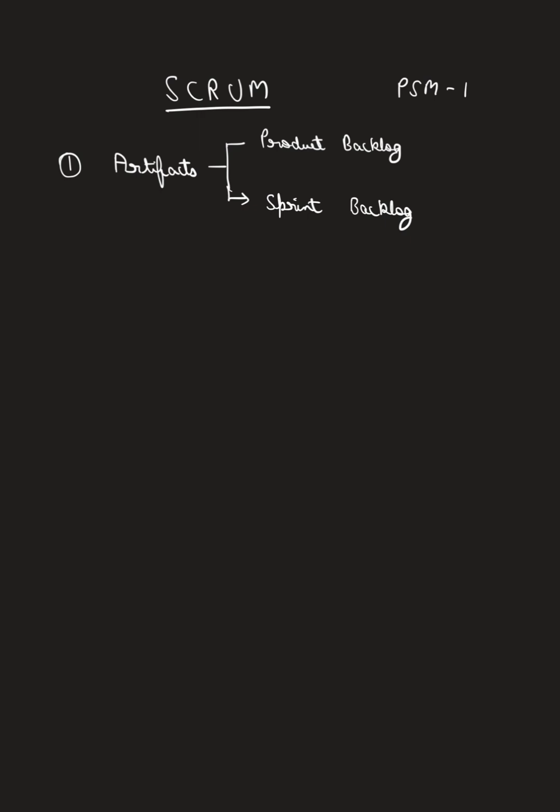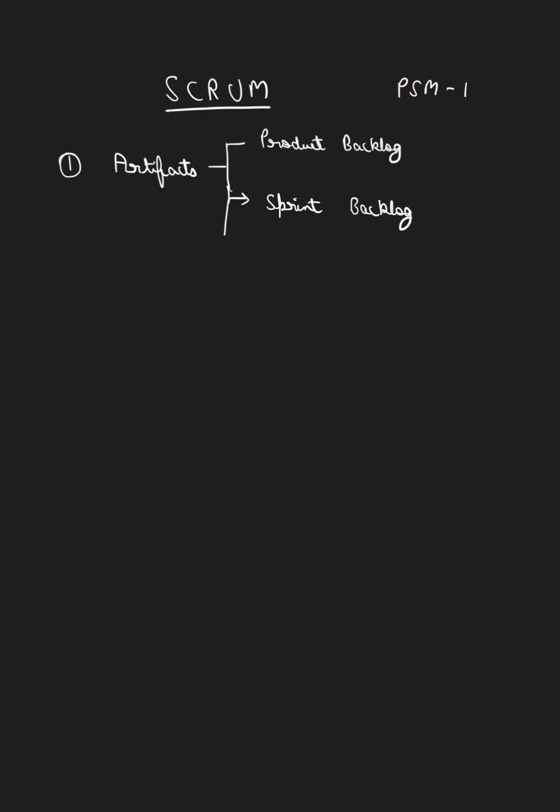Sometimes the question is asked, is the product backlog bigger than the sprint backlog? There are two options, true or false. The answer is true. The product backlog is always bigger because it contains more items. Then your developers choose some of the items which can be completed in the current sprint.